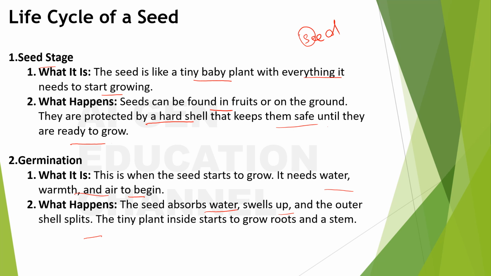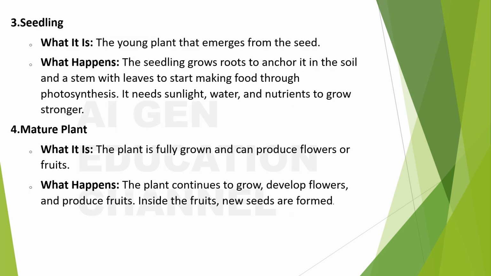Okay, this is called germination. When the seed starts to grow, it is called germination. At this time, it needs water, warmth and air. Okay, the seeds will absorb water, will swell up and the outer shell often splits so that the plant inside will start to grow, right?